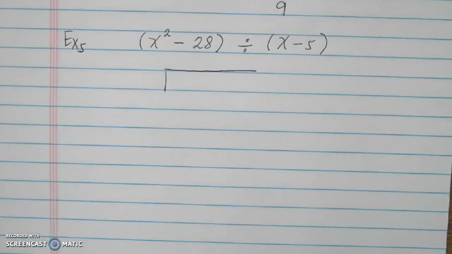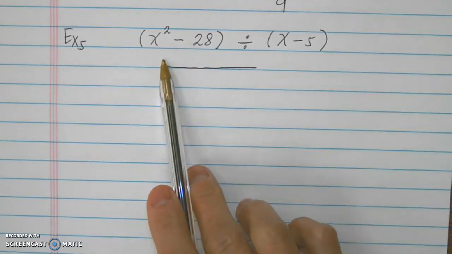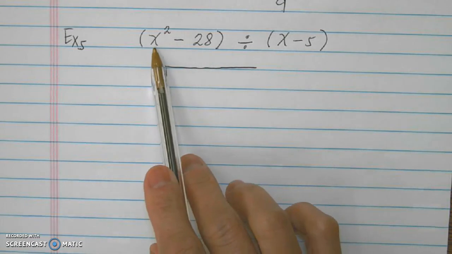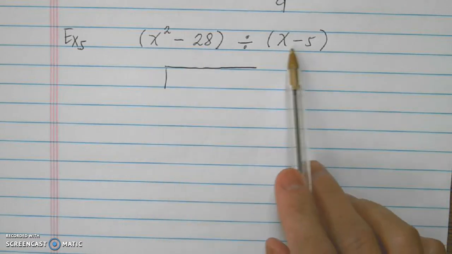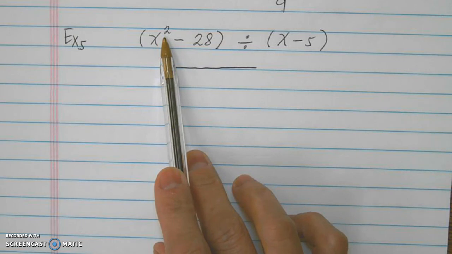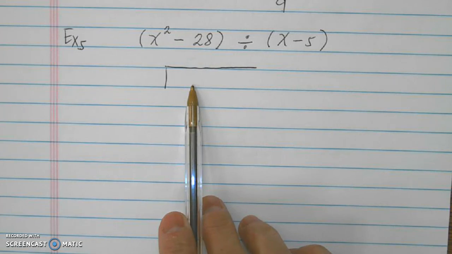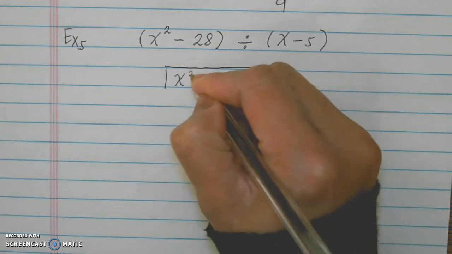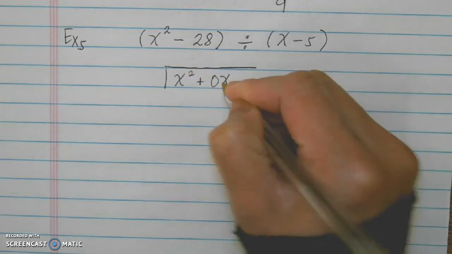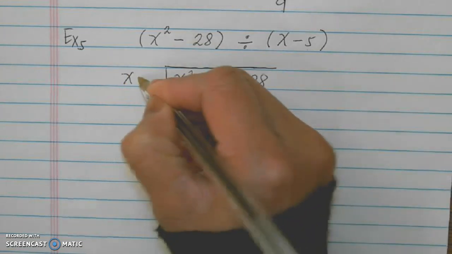Okay, for my last example, I would like to give you another example where you need to insert a 0. So as you can see, I have x squared minus 28 divided by x minus 5. And again, you have a power of 2, but you don't have a power of 1. And that cannot be done. It cannot be divided unless you go ahead and insert that 0 times x to the power of 1. So let's do it. x squared plus 0x minus 28 divided by x minus 5.